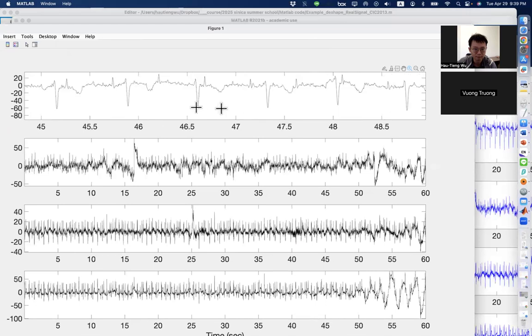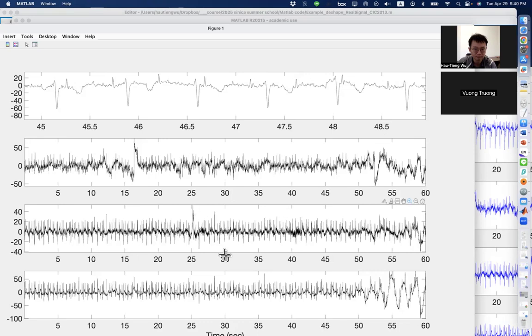For example, here you see this is R, and you have Q, R, S, and there is something like T. Very good. But in addition to that, you see this clearly, right? There seem to be some kind of smaller bumps that look like artifacts. But it turns out those small peaks are fetal ECG. They are the ECG associated with the fetus.